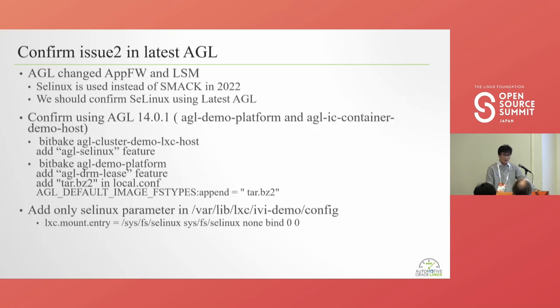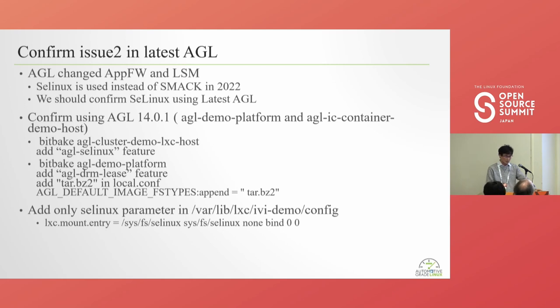However, current AGL has switched away from the AGL application framework and SMACK use case. From the product viewpoint, AGL selected SELinux instead of SMACK. So the best case for product use is the SELinux use case. Now, already this year, we have switched from SMACK to SELinux, so we can use new features in the LXC container activity. We can try using the latest AGL 14, Needlefish.